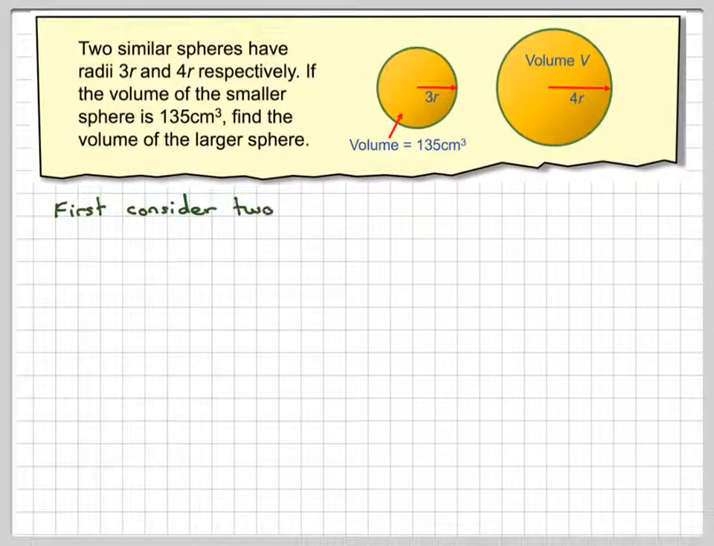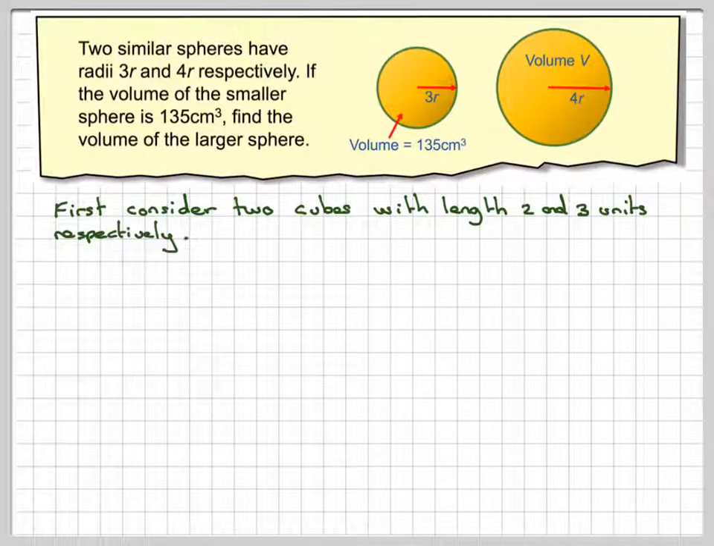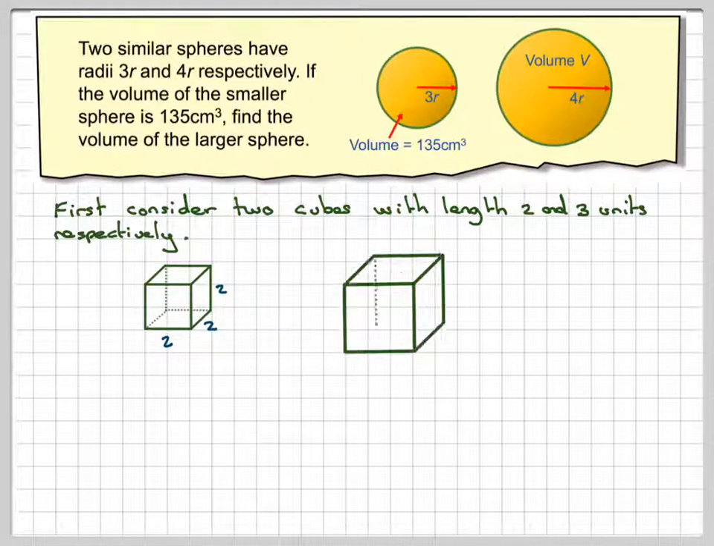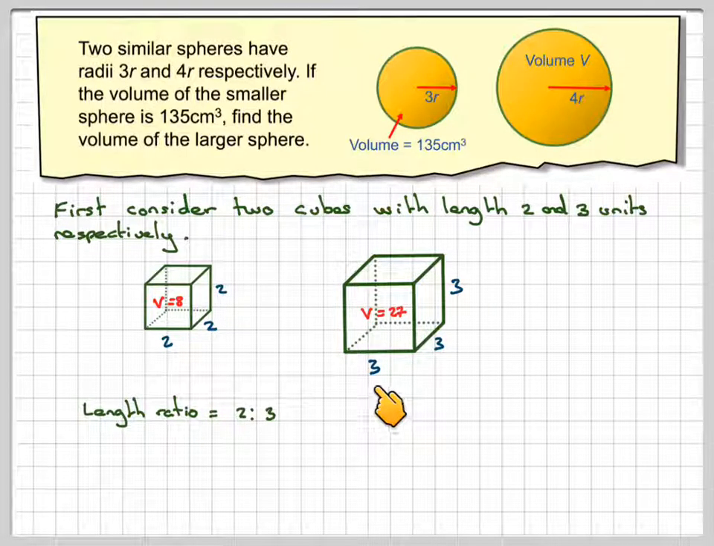So, first let's consider two cubes with lengths 2 and 3 units respectively. Here's a cube which is 2 by 2 by 2, and here's another cube which is 3 by 3 by 3. Now the volume of this is 2 times 2 times 2, which is 8. The volume of this one is 3 times 3, which is 9, 3 nines, which is 27. So we have a length ratio of 2 to 3, but a volume ratio of 8 to 27.